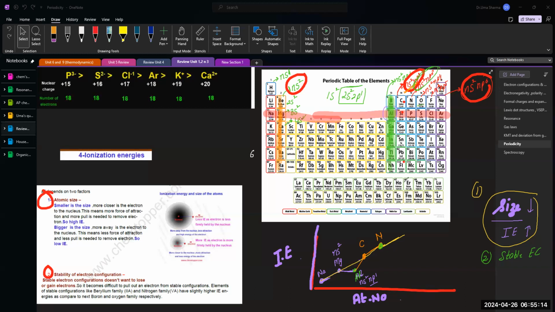Where will this oxygen go? Will it go here or will it go here? It will go here. Why? Because it's easy to remove an electron from oxygen than nitrogen. And then your fluorine, normal trend. This is fluorine. And then on the top, what is there? Neon, highest. Is this clear, children? So this is how the line will go.